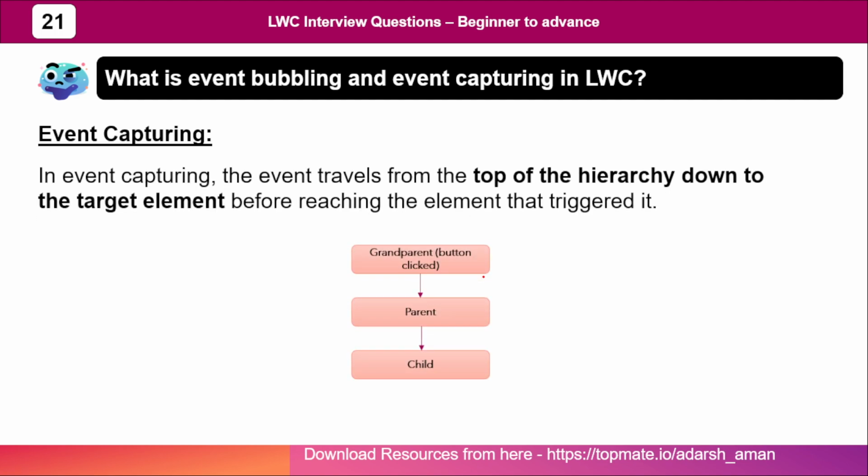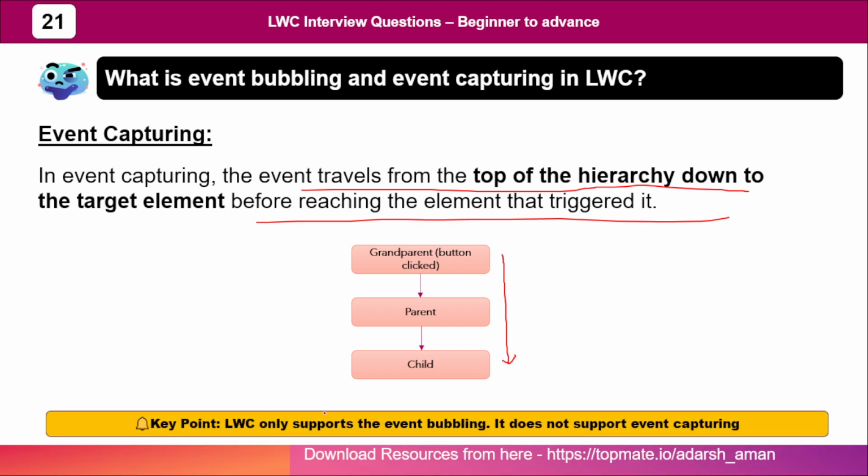Moving on to event capturing. In event capturing, the event travels from the top of the hierarchy down to the target element before reaching the element that triggered it. It means if there is an event, let's say a button click on the grandparent, it travels downward from parent and then to child. So this is about event capturing. The important point you need to remember is LWC only supports event bubbling. It does not support event capturing, right?